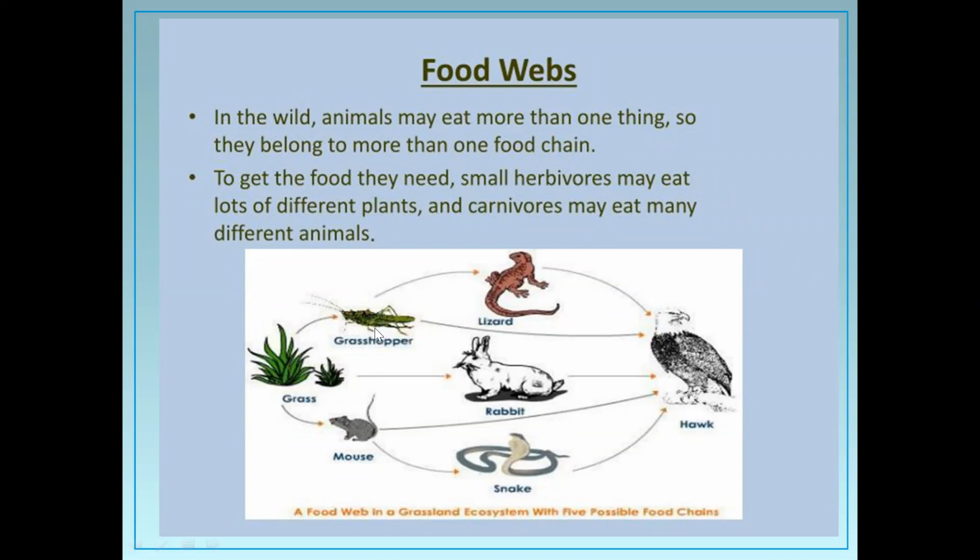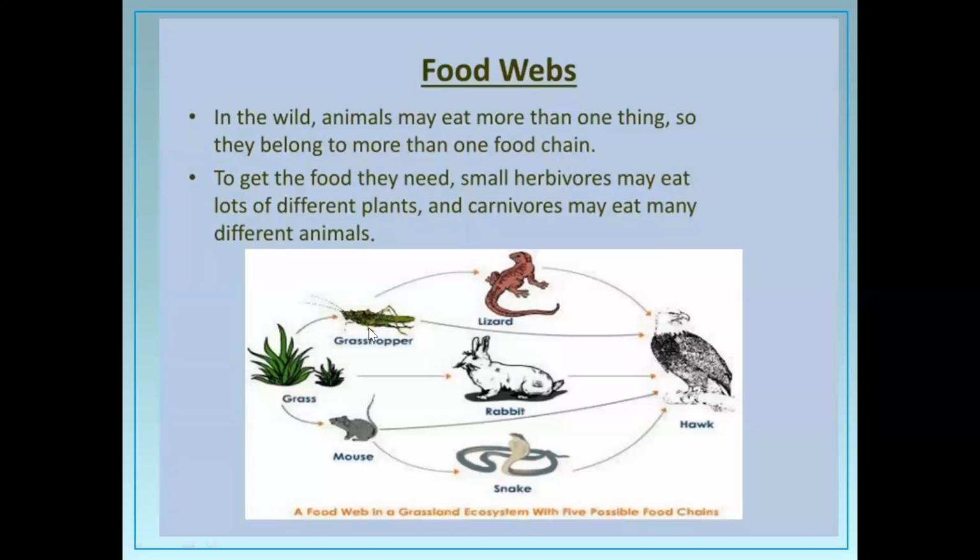So when anything is eaten by more than one thing, it is making more than one food chain. So all the food chains, when they are interconnected or joined, that is called the food web. Okay, that is called the food web. So to get the food, they need small herbivores. They may eat lots of different plants, and carnivores may eat many different animals.